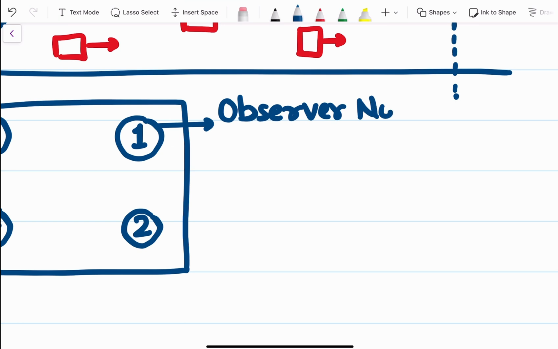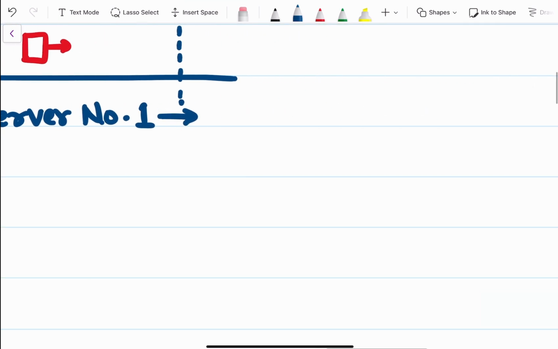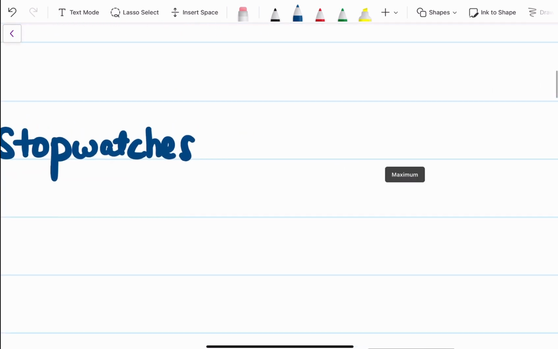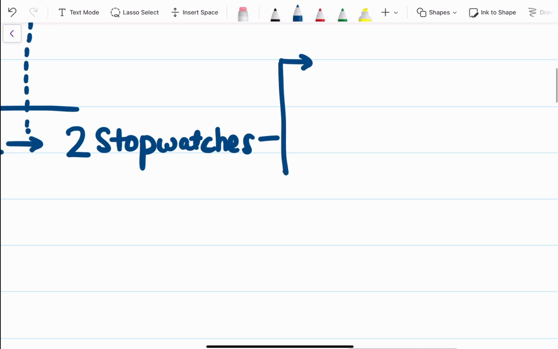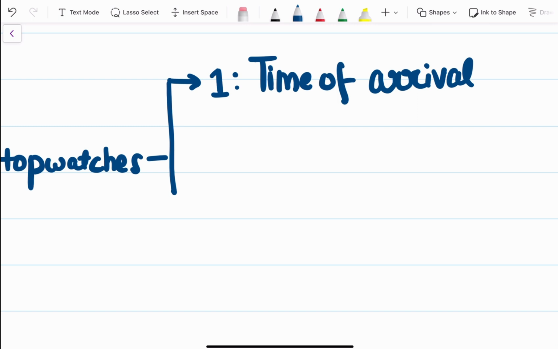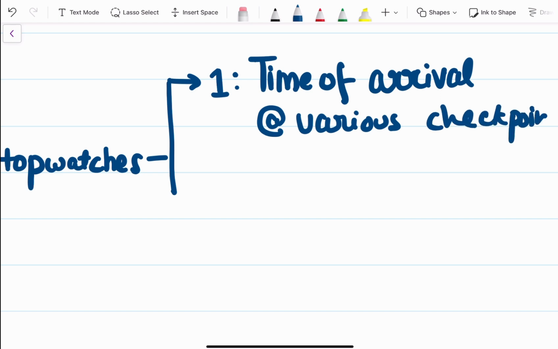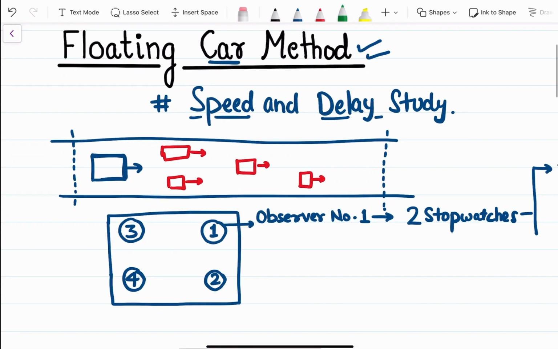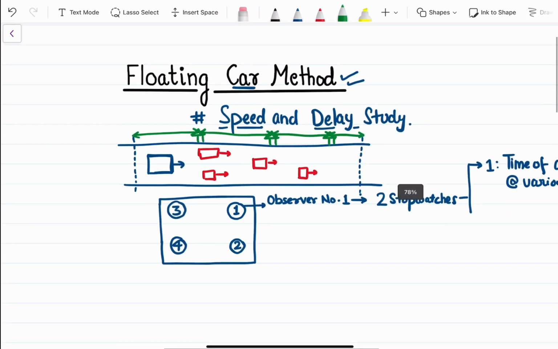Observer number one is equipped with two stopwatches. Stopwatch one is used to record the time of arrival at various checkpoints. In between the study section, a few checkpoints are decided, and the time required right from the start to reach the respective checkpoints is recorded by observer number one through the stopwatch.